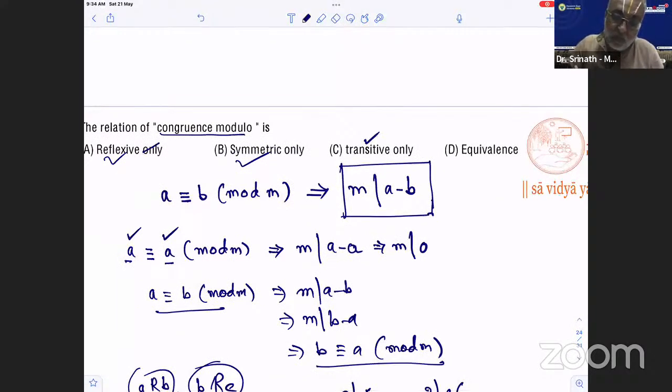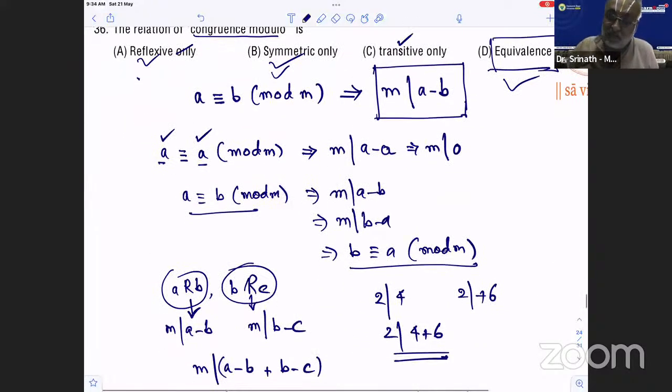So what is that? It is reflexive, symmetric, transitive. Therefore, the answer is this. It is an equivalence relation.